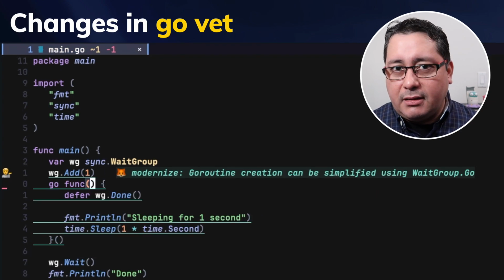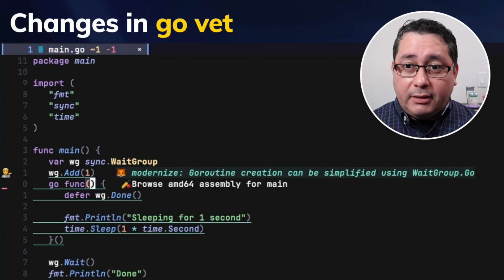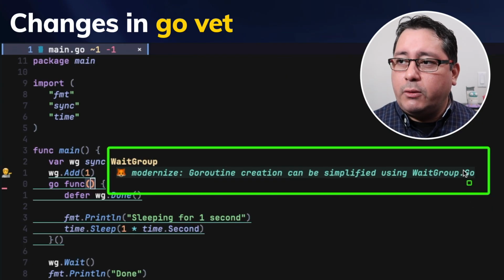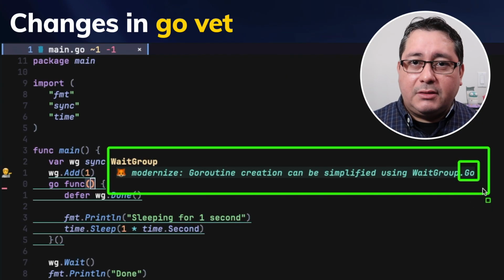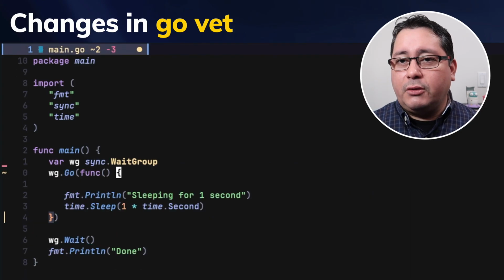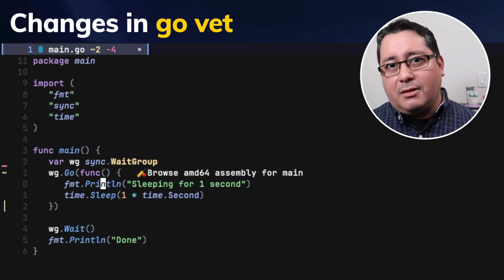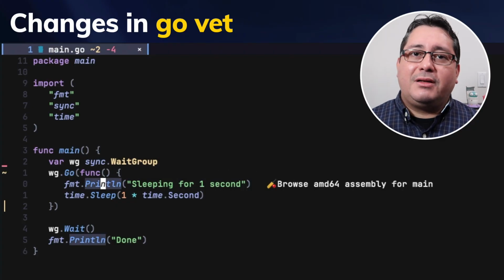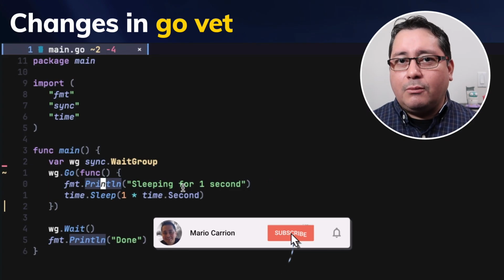Another thing that was added in Go 1.25 for wait groups is that I can actually modernize this using the new Go method and refactor this a little bit. So let's modernize this by using the WaitGroup.Go method. And with that, we are also taking advantage of the go vet, and we are taking advantage of the new things in Go 1.25.